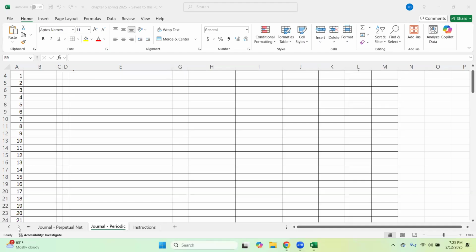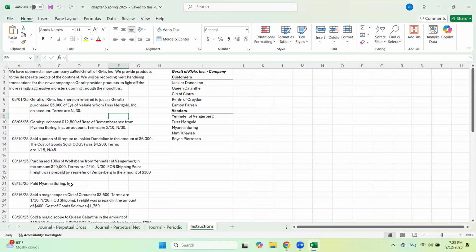Okay, this is the file that I wanted. So let's make sure I've got everybody in here. I've got the three different methods. So what I've gone ahead and done is I've had some fun.